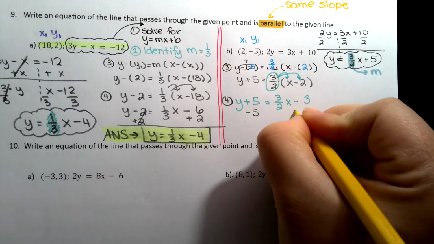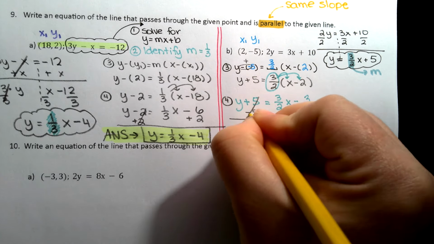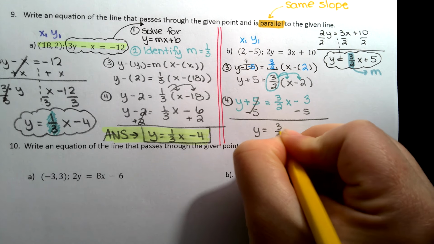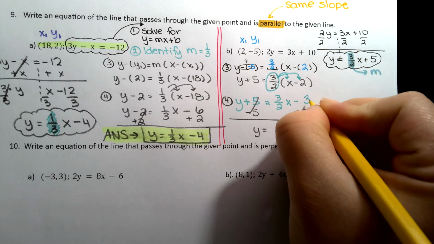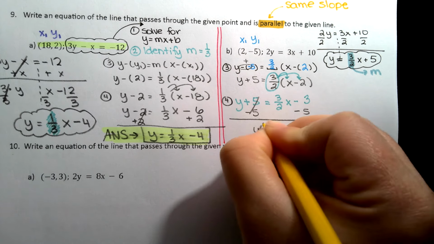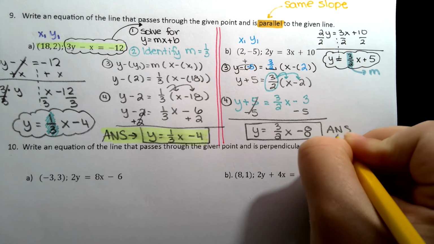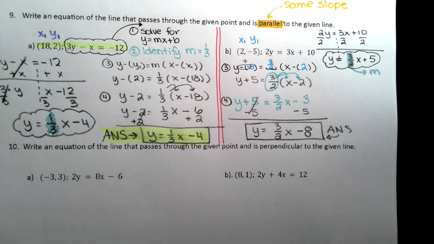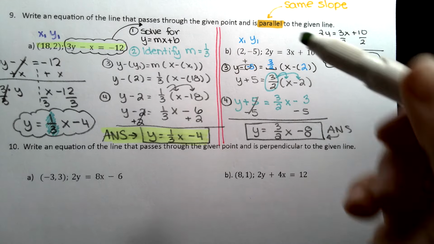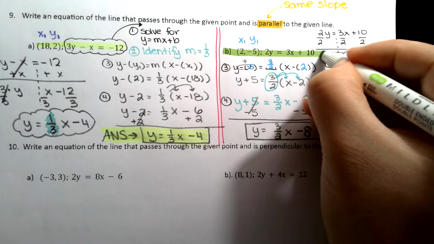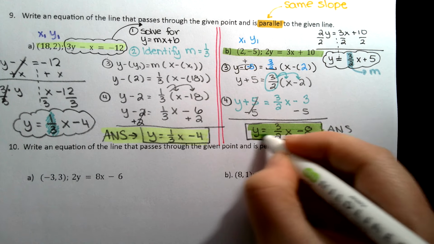We got to subtract 5, subtract 5. Y is equal to 3/2 x, 5, 6, 7, 8. We get -8. This is your answer for B. So this is your question for B, and this is your answer for B.